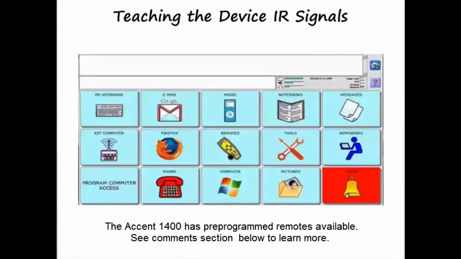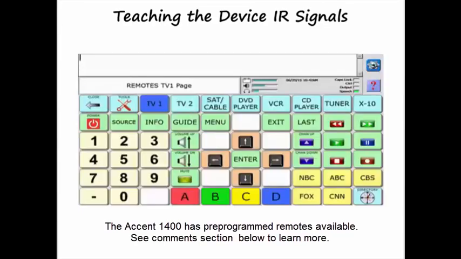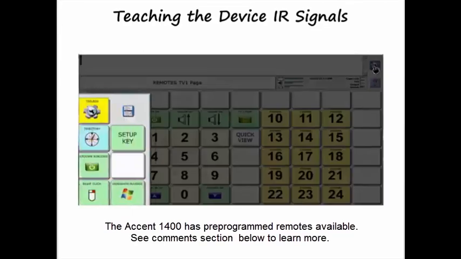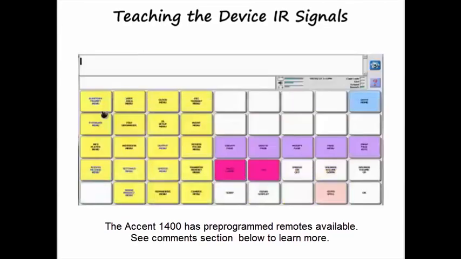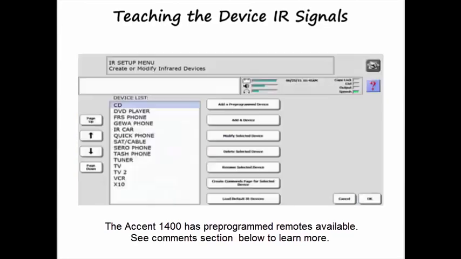signals. First, we need to get the device ready to accept IR signals. To do this, select the Tools key in the top right of the screen. Now select the yellow Toolbox key in the drop-down. Select IR Setup Menu, a yellow key in the second row. Press the down arrow under Device until you reach TV. Select Modify Selected Device.